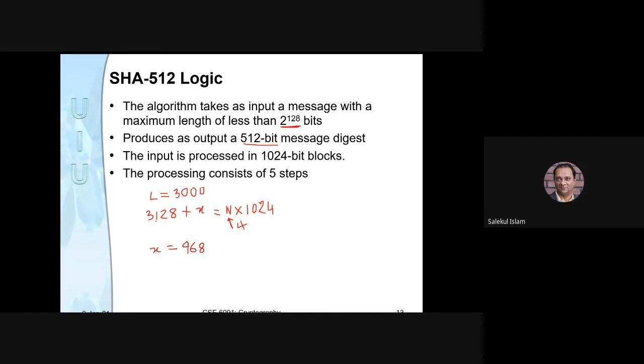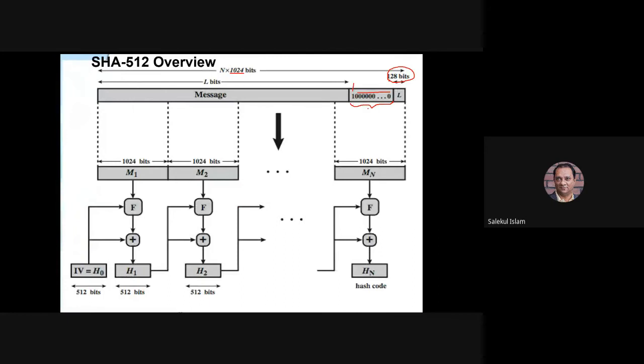I can find that the minimum value of n should be 4. So if I put n equal to 4, then x is equal to 968. So what will be the combination of that 968? That 968 bit will start with a 1. There should be a leading 1, and then the rest of the part will be 0. Again, this is part of the specification of SHA-512. They have already specified everything.